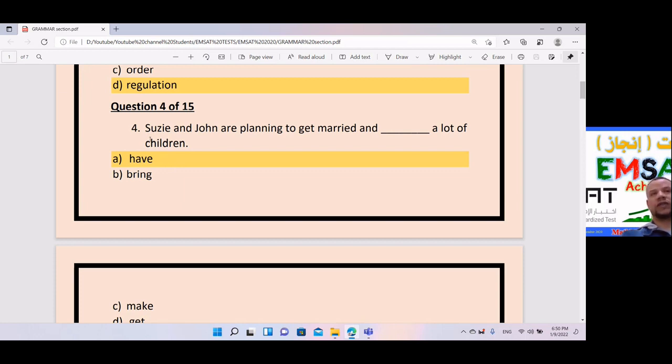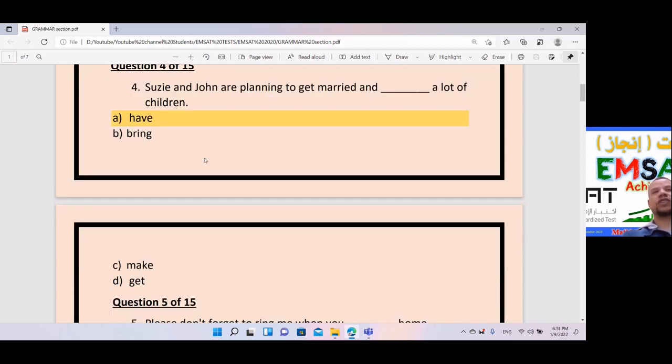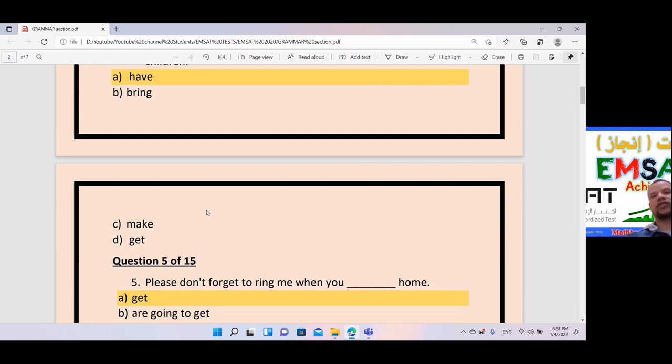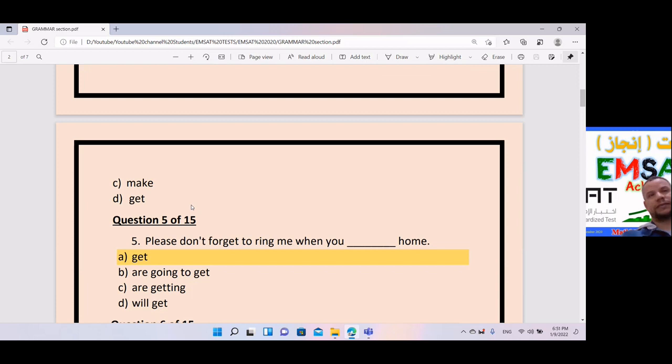Question 4: Susie and John are planning to get married and blank a lot of children. When you talk about what you want in the future, it's have. They are planning to have a lot of children, not just to bring, because you need bring up or make. You cannot make children. You cannot say get a children. Get is used when you look for something, and that is now. But we are talking about planning, which means the future, so it's have, and have a lot of children.